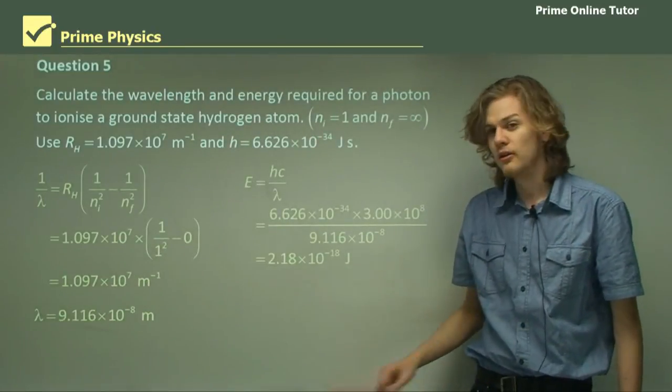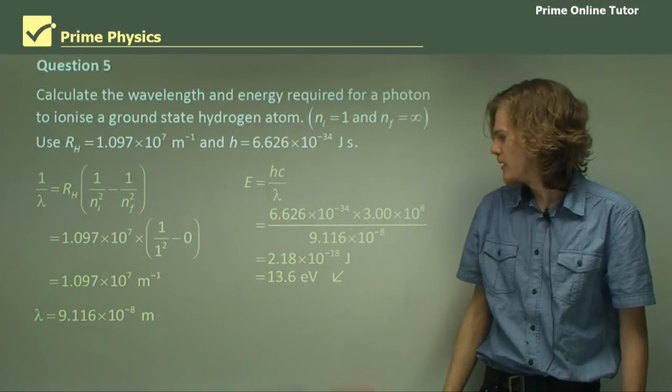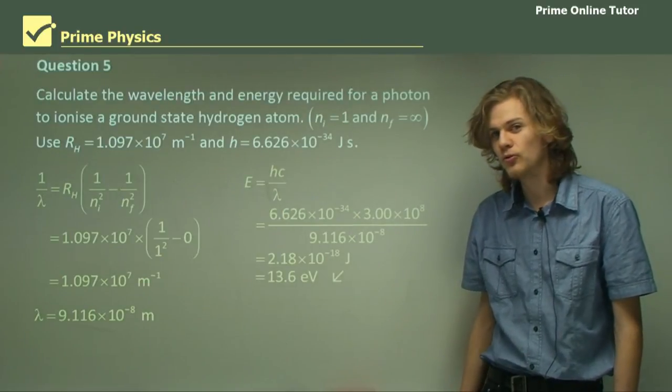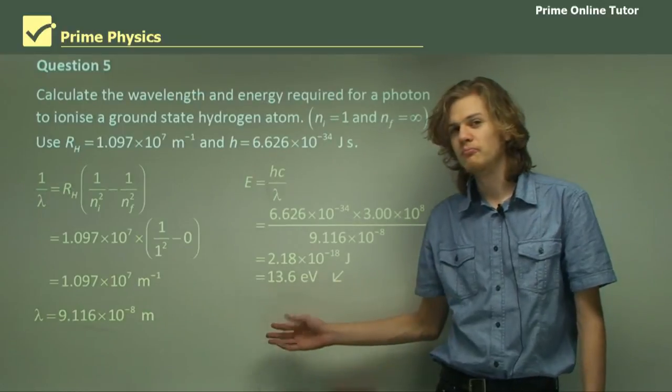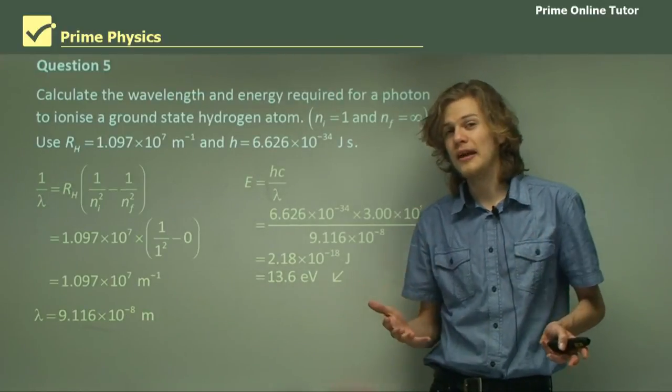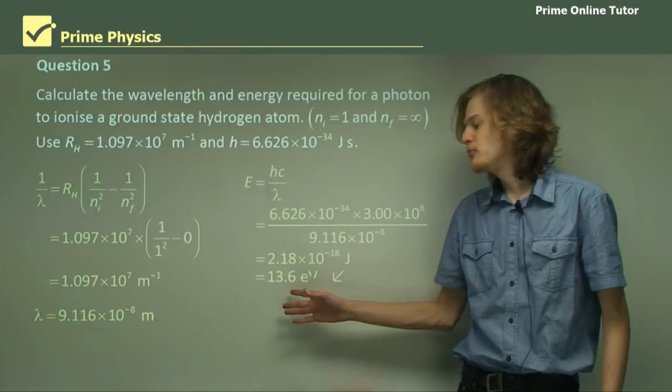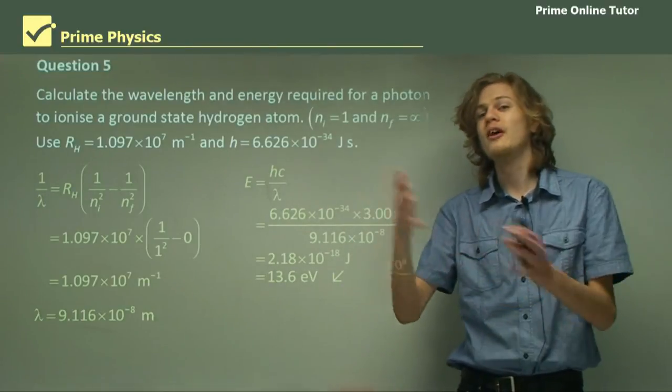I think I have that number in electron volts as well. There we go, 13.6 electron volts. This means that often when we're talking about the ground state of hydrogen atoms, we'll say it's 13.6 electron volts below the ionization energy.